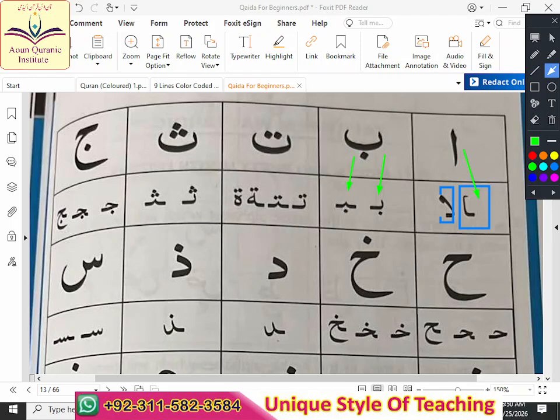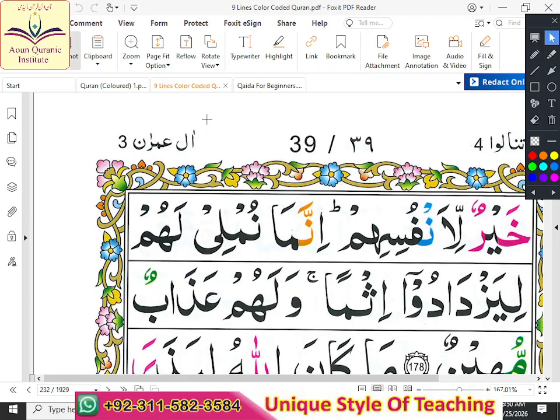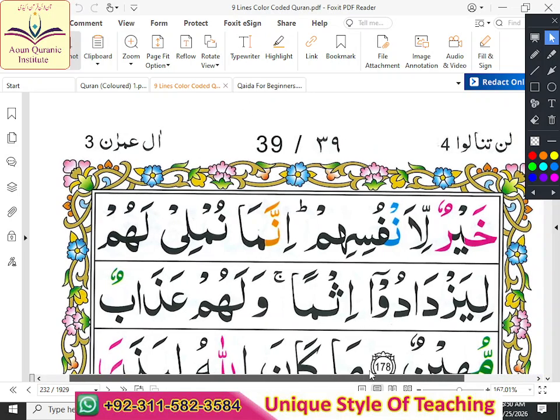Okay? Ba has how many shapes? One. Ba has how many shapes? Two. Ta has how many shapes? Four. Sa has how many shapes? Two. Mashallah. Okay, now without seeing, you have to answer. Are you ready? I am asking the same questions. Alif has how many shapes? One. Alif has one shape. Ba has? Two. Ta has? Three.